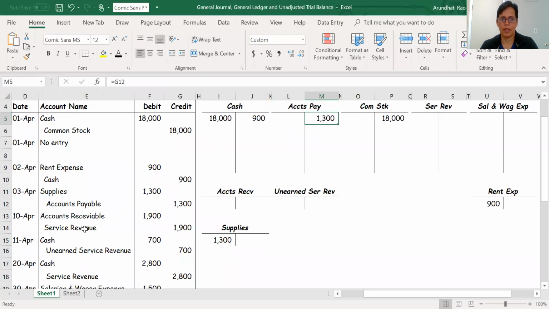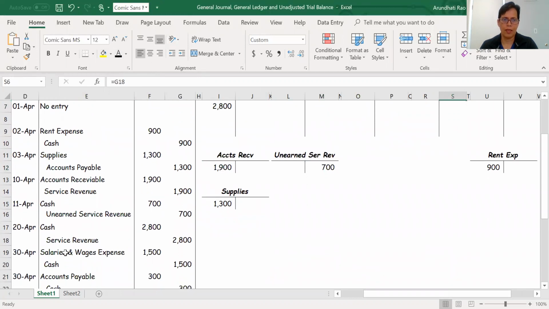Accounts receivable debit, service revenue credit. So accounts receivable debit, service revenue credit. Then we have cash debit, unearned service revenue credit. So cash debit, unearned service revenue credit. Then we have cash debit, service revenue credit. This is good. My cash balance keeps going up over here, and I'm earning revenues.